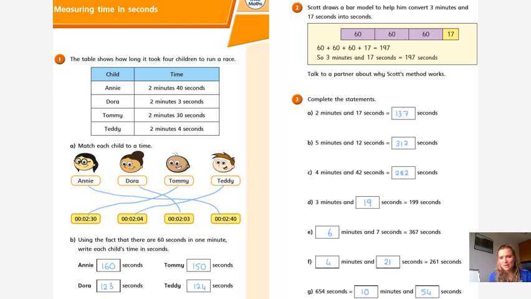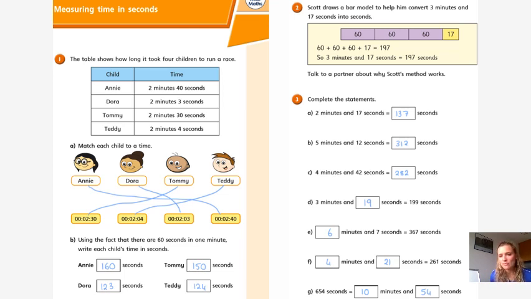Complete the statements. 2 minutes and 17 seconds. If you converted 2 minutes into seconds, that will be 120. Add 17 is 137. 5 minutes and 12 seconds, so we can do 5 times 60, or 5 times 6, which is 30. Add your 0, 300. Add your 12, 312 seconds. 4 minutes and 42 seconds, so 4 times 60, or 4 times 6 is 24, add your 0, 240, add your extra 40, 280, add the 2, which is 282.